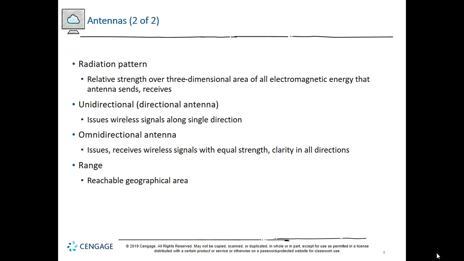Now, the geographical area that an antenna or wireless system can reach is known as its range. Receivers must be within the range to receive accurate signals consistently. Even within an antenna's range, however, signals may be hampered by obstacles and then rendered unintelligible.